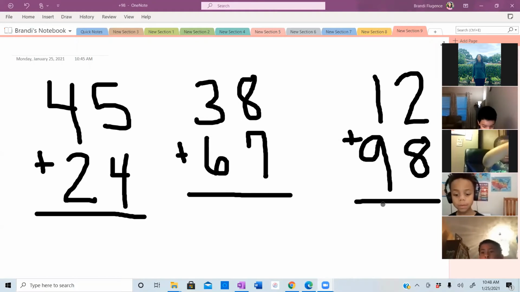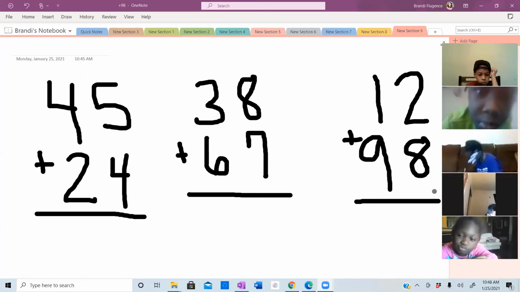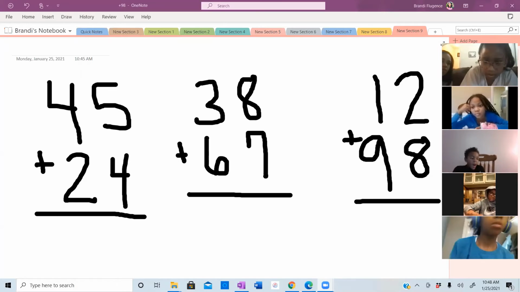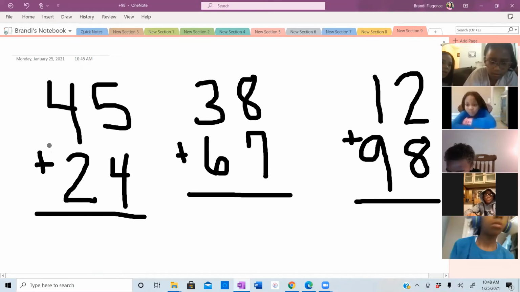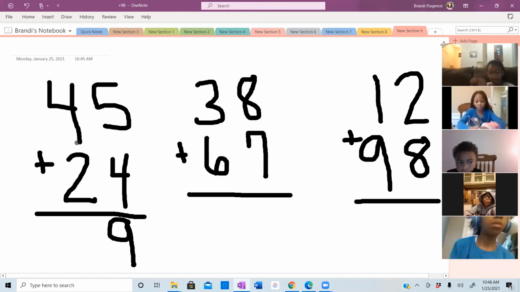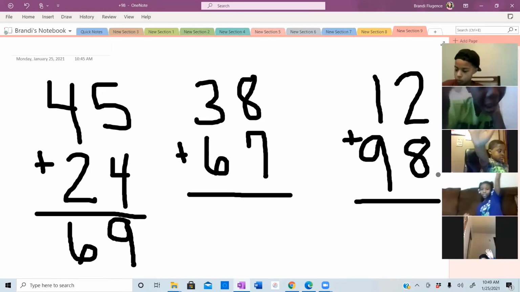All right, so let's kind of go over them. It's okay if you're not done. So the first one, 45 plus 24. Would anyone like to walk us through this one? All right, go ahead, Bailey. Unmute. So first, you add 5 plus 4. Good. Yes, 5 plus 4 is 9. Okay. And 4 plus 2 equals 6. Who had 69? Not me, I couldn't finish.